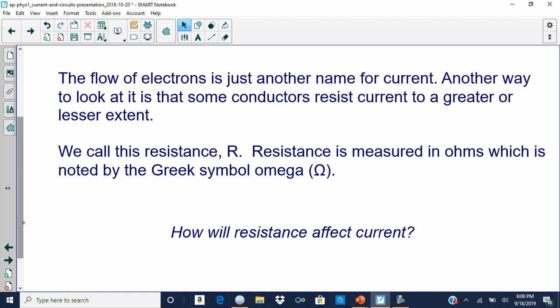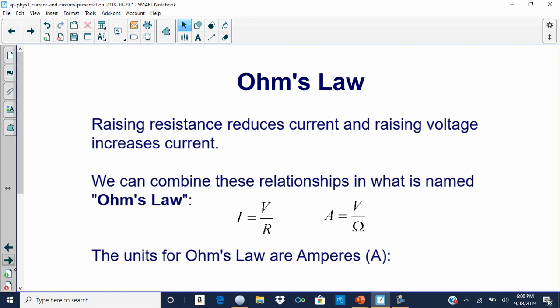So how will resistance affect current? Let's talk about that in terms of Ohm's law. Raising the resistance actually reduces the current, and raising the voltage actually increases the current. These two things are combined in what we call Ohm's law, which is that I is equal to V over R, where I is the current, V is the voltage, and R is the resistance.